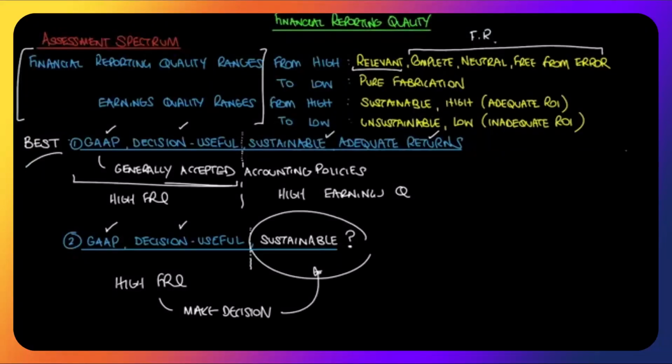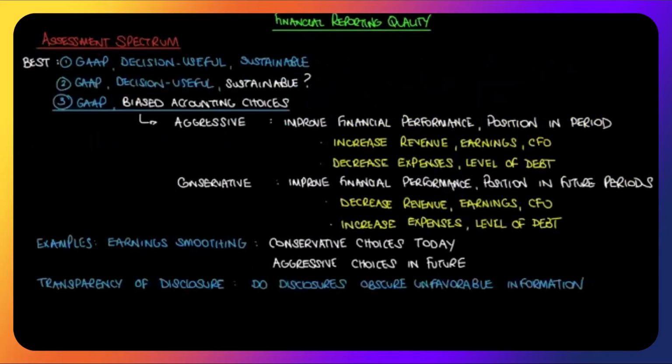Where do we go next? So we had the best, GAAP, decision useful and sustainable. GAAP, decision useful, so still high quality reporting, but we don't know if earnings are good enough. Number 3, still GAAP compliant, but it has biased accounting choices. And this is where we'll introduce those terms aggressive and conservative accounting.